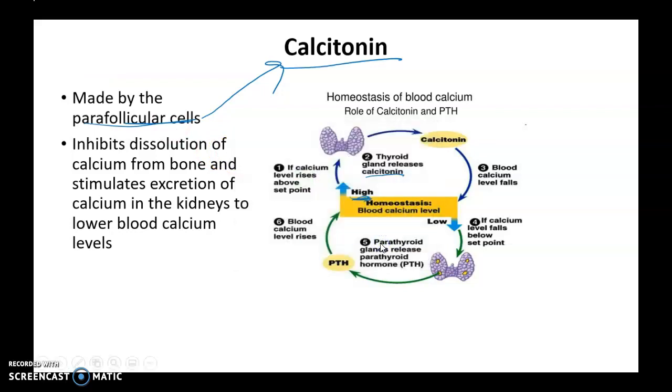All right, class. So, I finished my last lecture talking about calcitonin. Let's talk a little bit more about calcitonin. As I mentioned before, calcitonin is secreted by the parafollicular cells of the thyroid gland, and it is released in response to high blood calcium levels.